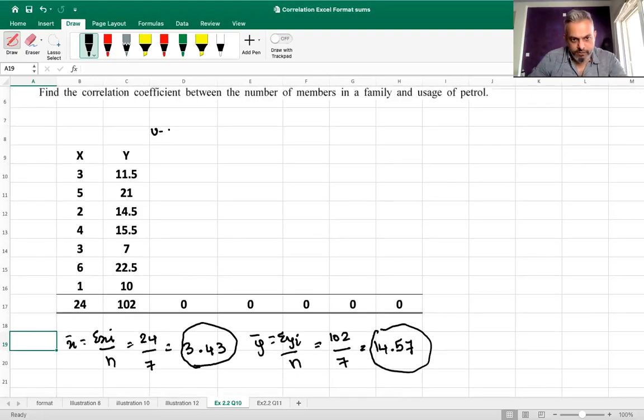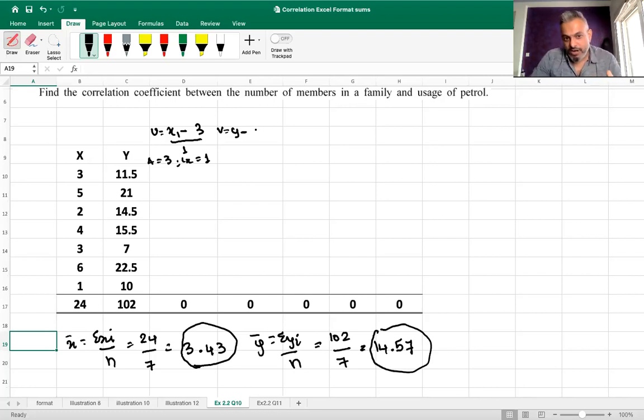So we take u is equal to x minus 3.43. So let's take 3 as assumed mean. We can divide all by 1 because 1 is the common divisible number. So a is equal to 3 and c of x is equal to 1. B is equal to y minus 14.57. So you can take either 14.5 also, because there is a number 14.5 here.